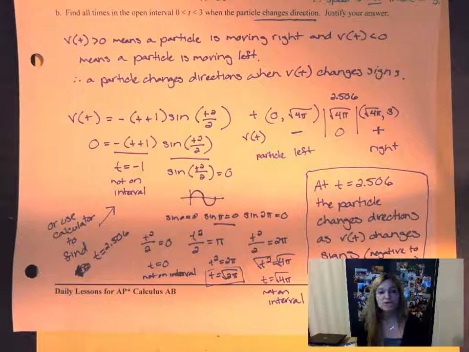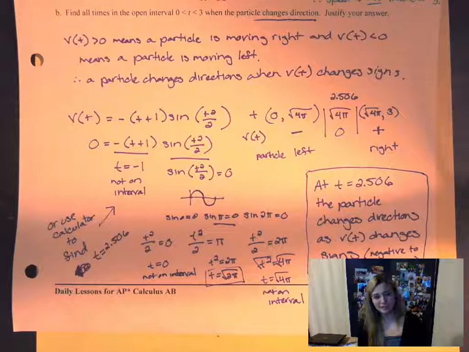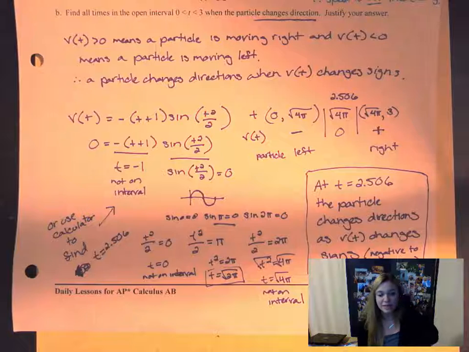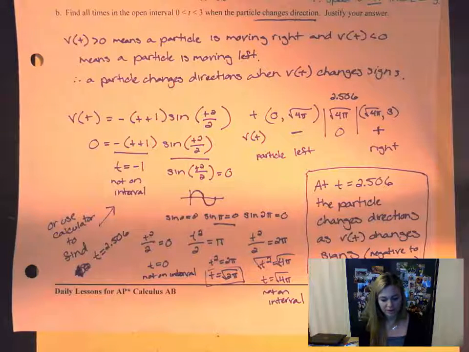Okay, when a particle changes direction, left to right or right to left, I have to think about, well, what does that mean? When is a particle moving to the right? A particle is moving to the right when velocity is positive, left when velocity is negative. So you're looking at the places where it could possibly be changing. So in this, I'm going to find when could velocity be 0 so I can set up this chart.